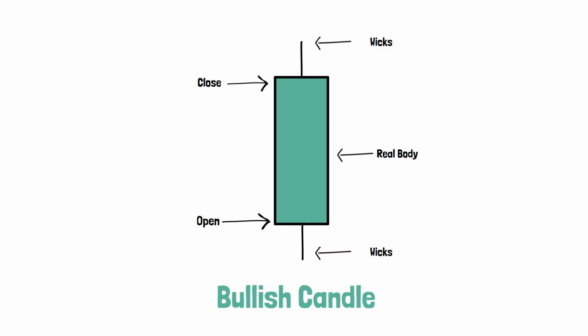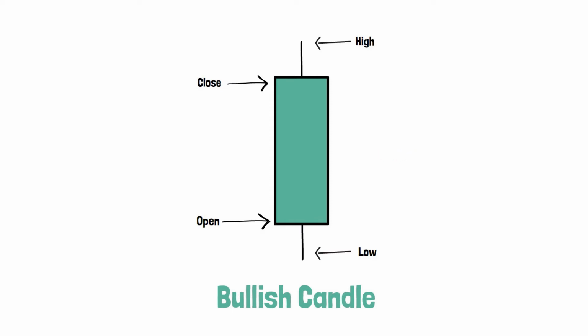Then we have our wicks. The upper wick is made up between the close price and the high, while the lower wick is made up between the low and the open price. A bullish candle is usually shown by the green real body, just like you see here. Now, if this is confusing, don't worry. Let's show you an example of what I mean by all this.